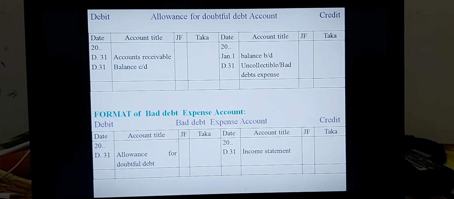And next one, the format of the bad debt expense account. In this account also there are 2 sides, debit side and credit side. In the debit side, only 1 posting, that is allowance for doubtful debt or provision for bad debt. And the credit side also has 1 posting, that is for the income statement. That is the third journal recording procedure.